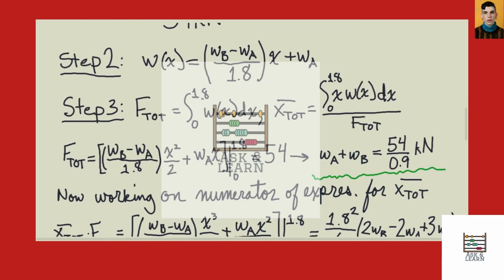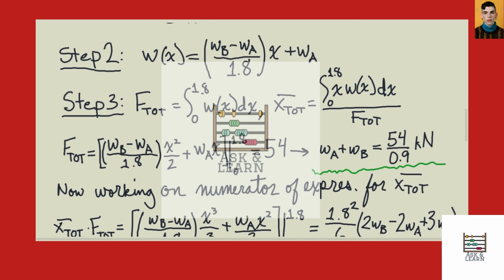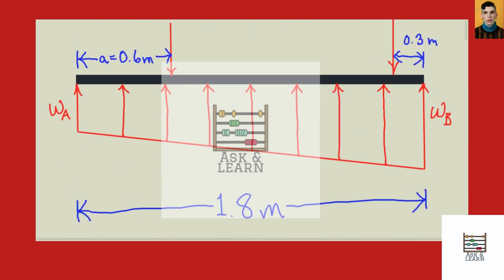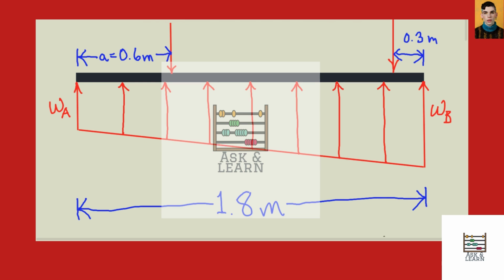In step two, we're going to write a relation for the linearly varying density that points upward along the span of the beam. Looking at our diagram here, our final y coordinate is W sub B. Our initial y coordinate is W sub A, and we're going to divide the difference between the two, W sub B minus W sub A, by the length separating them. That is equal to the span of the beam, 1.8 meters.